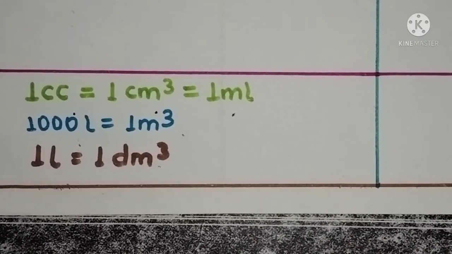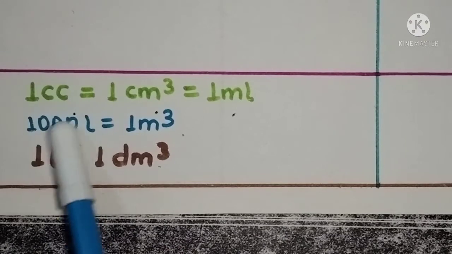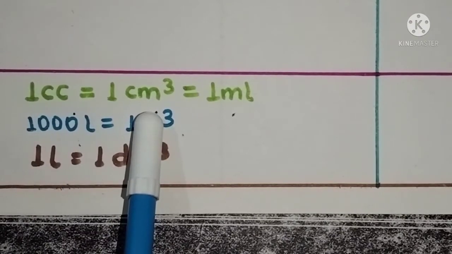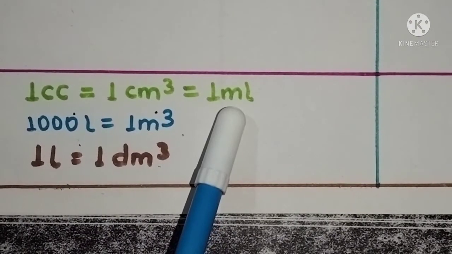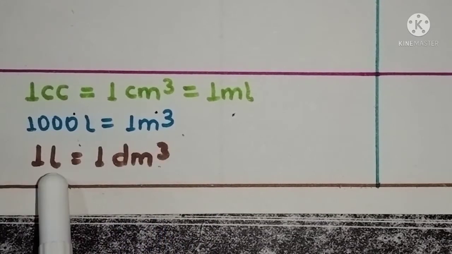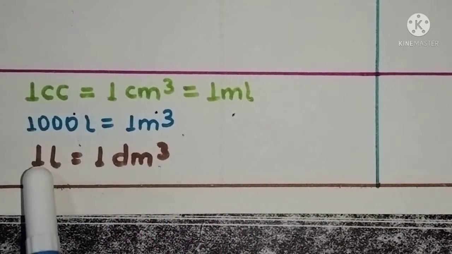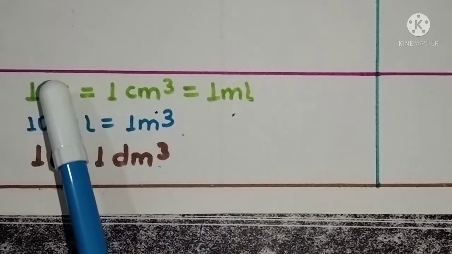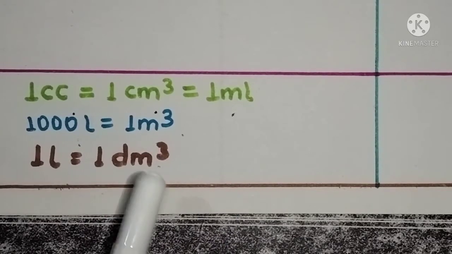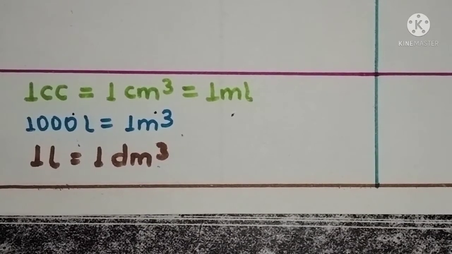Now in this type of questions, this is very widely used: 1 cc equals 1 centimeter cube, which is always equal to 1 milliliter. 1000 liter equals 1 meter cube, and 1 liter equals 1 decimeter cube. These are also not formulas, they are conversions. You have to learn these, and with this you will be able to solve many questions very easily. So take a screenshot of it also.